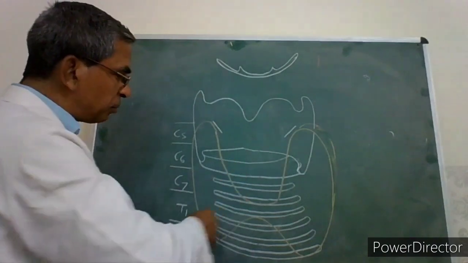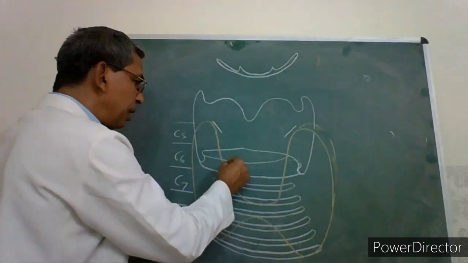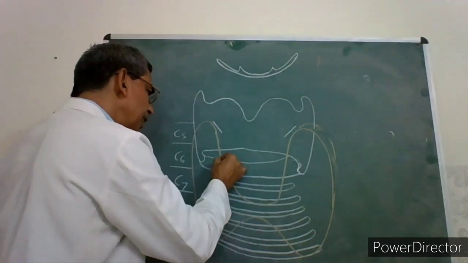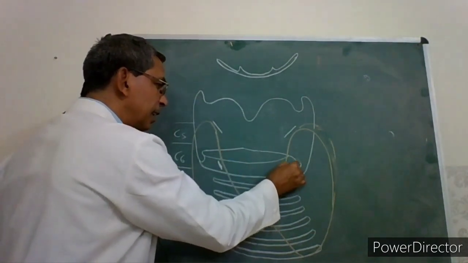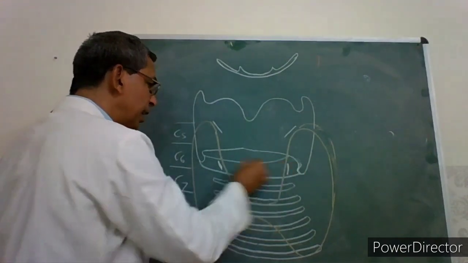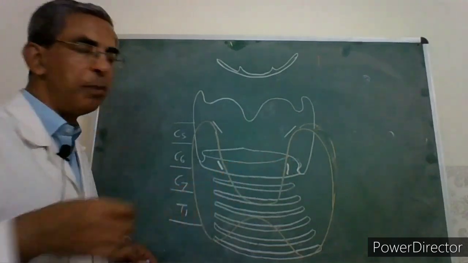Now, this false capsule in the region of the medial side here, okay, on the medial side, is attached to the cricoid cartilage. It is thickened here. It is attached to the cricoid cartilage in the form of a thick band. This is known as the ligament of Berry.